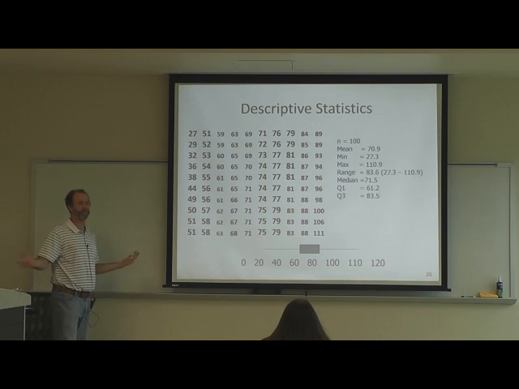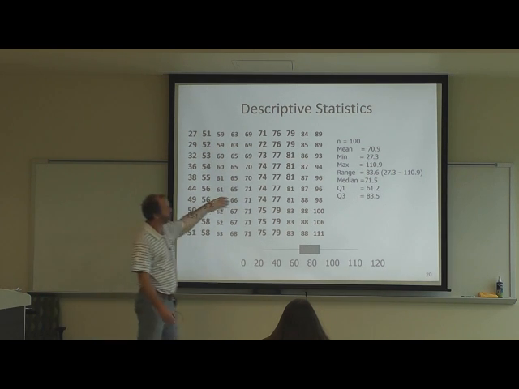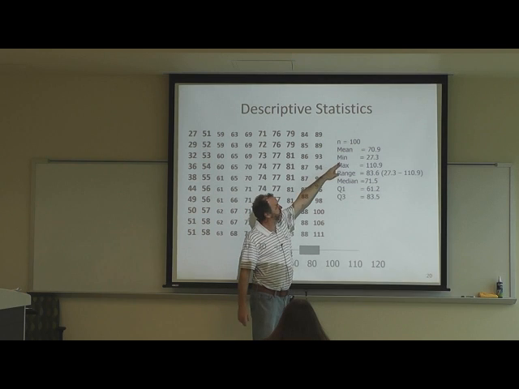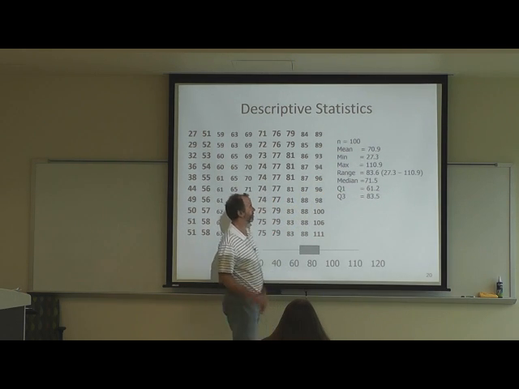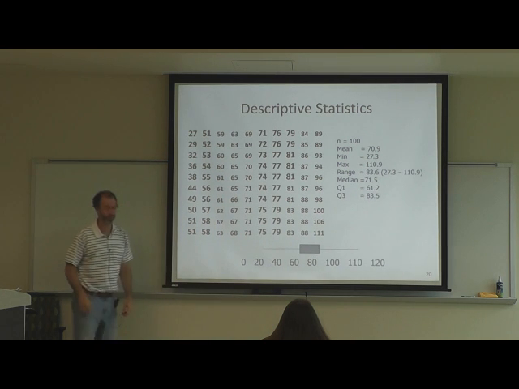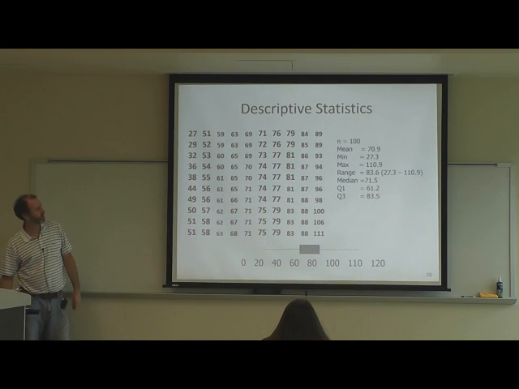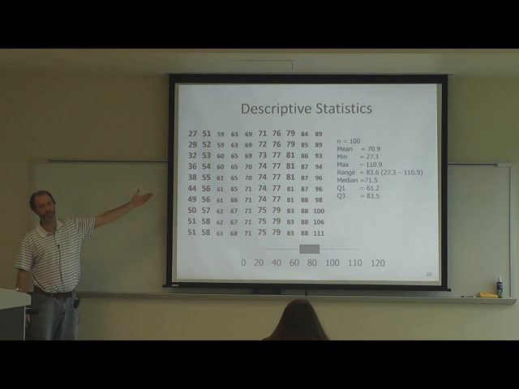And then descriptive statistics for this data set would include your mean, your minimum, your maximum, the range, the median, quartile 1 and quartile 3, and also the number of data points.